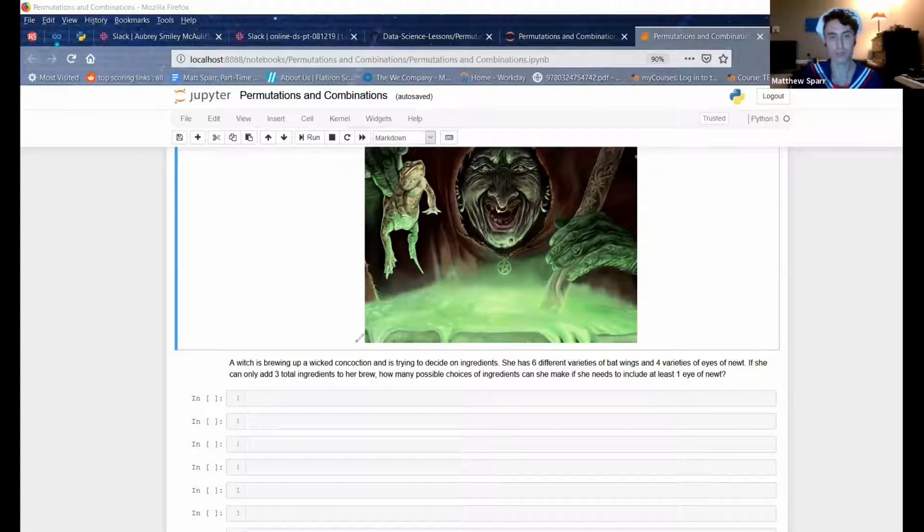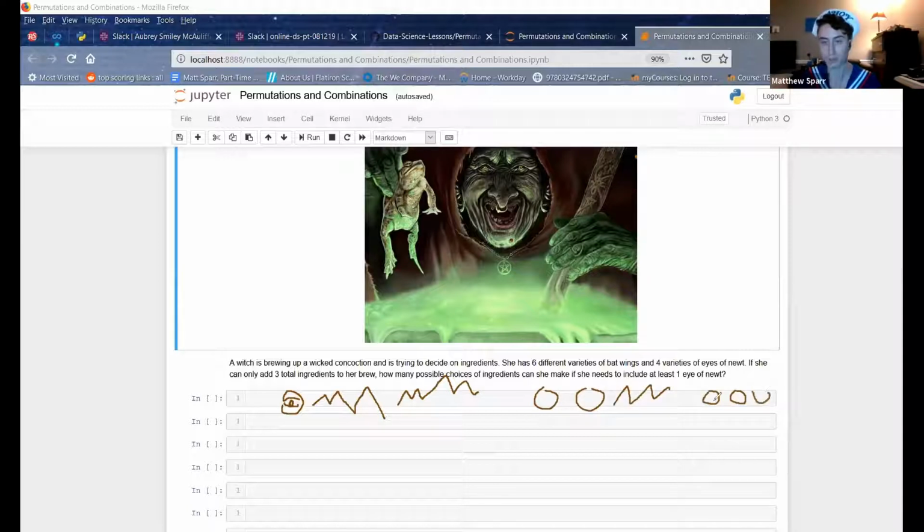When you first look at this, you might think it's kind of simple. She could have 1 eye and 2 bat wings, or 2 eyes and 1 bat wing, or 3 eyes total. But there are 6 different varieties of bat wings and 4 varieties of eyes, so there are actually more possibilities than that, because each of these can be one of many.